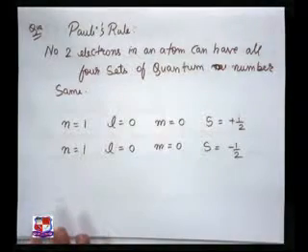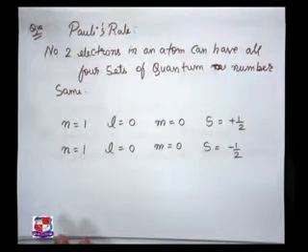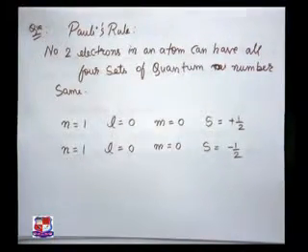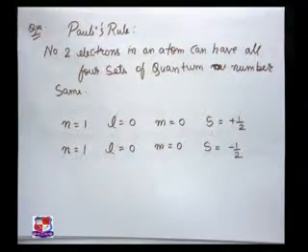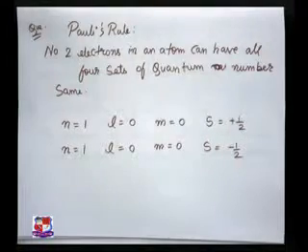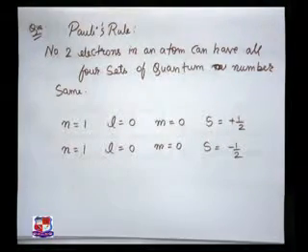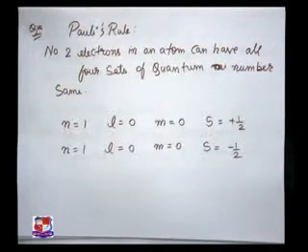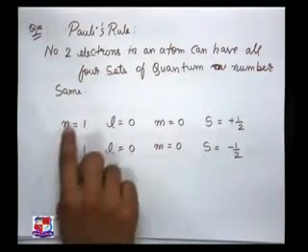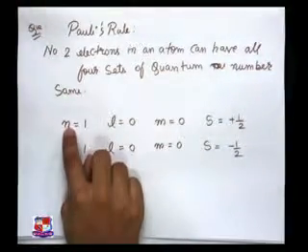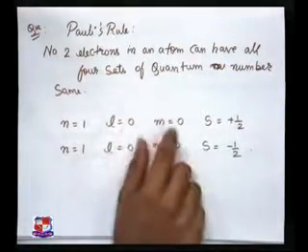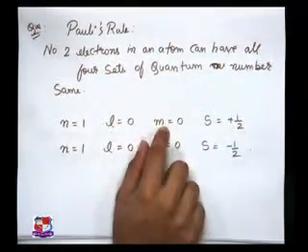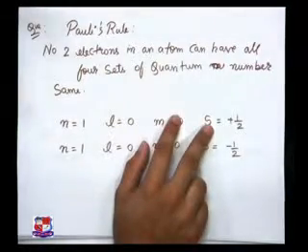Now, Pauli's rule, the Pauli exclusion principle, is a very important one, and it is also one of the important things in chemistry. Pauli says that no two electrons in an atom can have all four sets of quantum numbers the same. Here, n is your principal quantum number, l is your angular quantum number, m is your magnetic quantum number, and s is your spin quantum number.